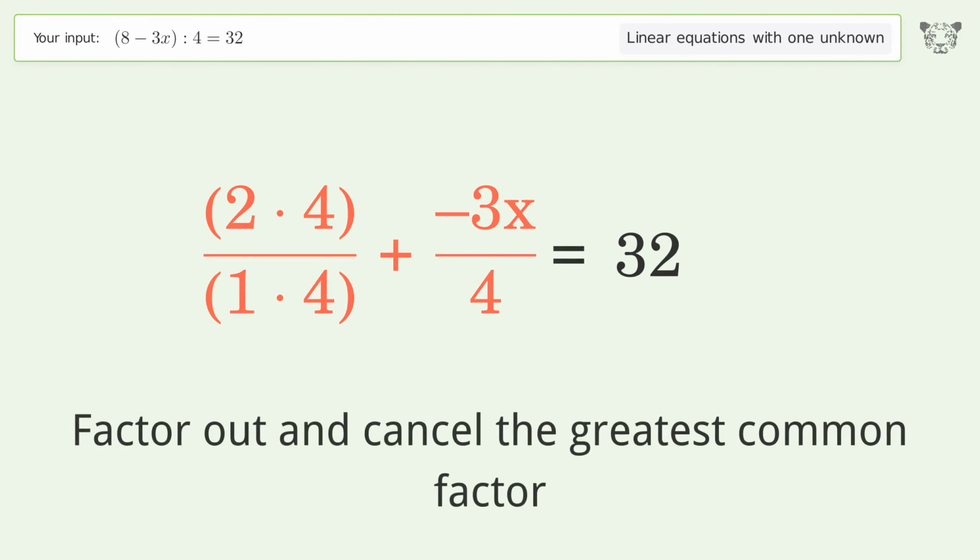Group all constants on the right side of the equation. Subtract 2 from both sides. Group like terms. Simplify the arithmetic.